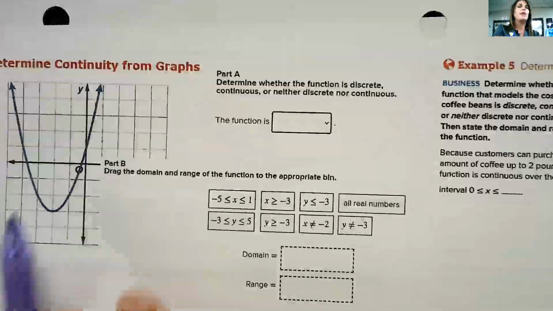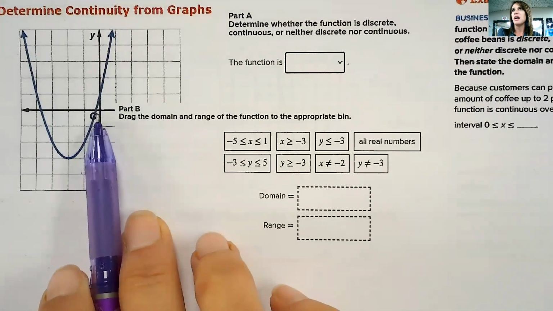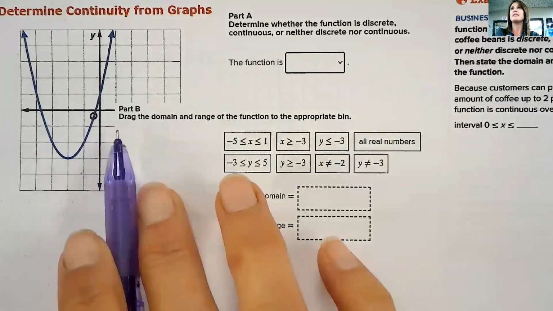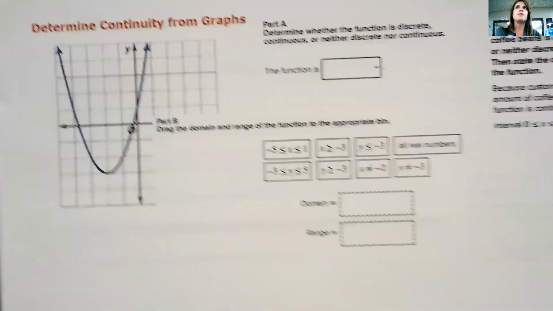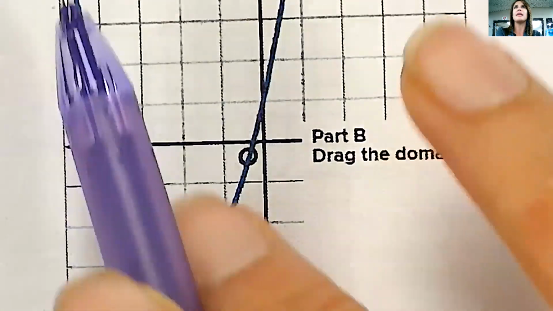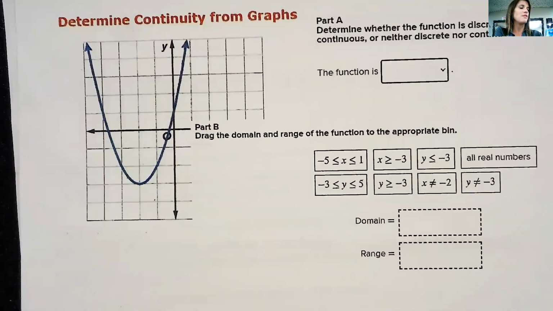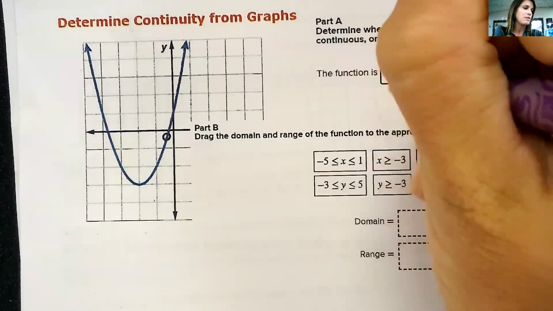Okay, so this graph here, at a quick glance, you look and you're like, oh, well, there's a break in it. It's not continuous. But that break is supposed to be the origin. And if you zoom in closer, you can see that the line does not break there. It keeps going. So that is supposed to be an O for origin, not a break in the graph. So the function is continuous.